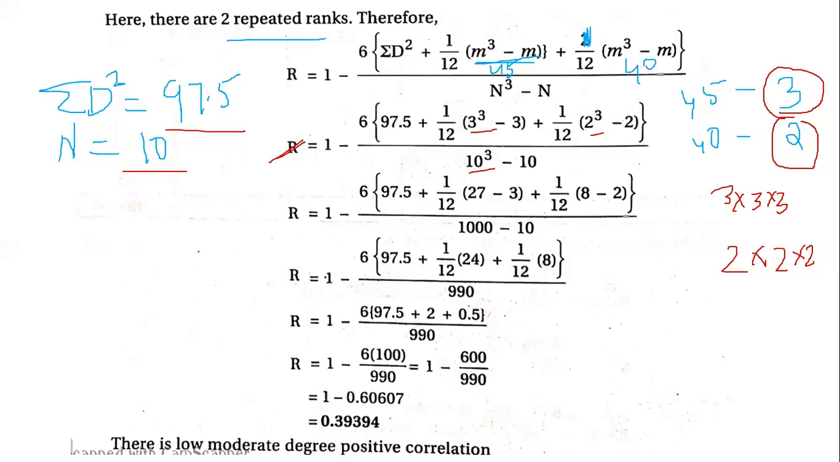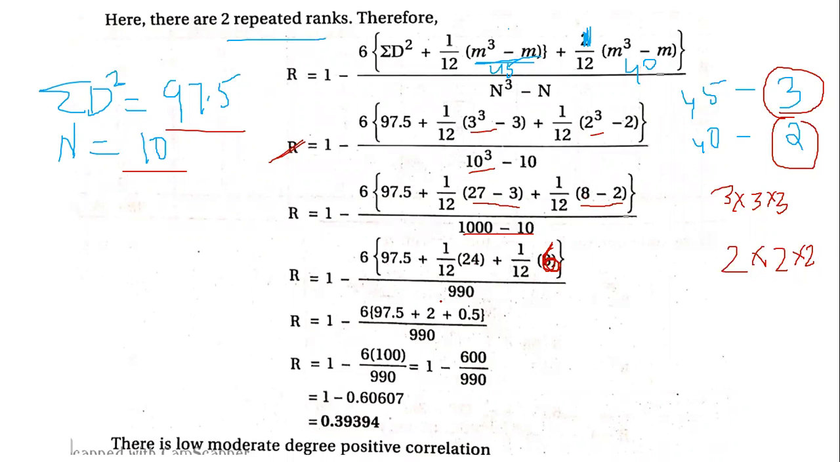The next step, 1 minus 6 into 97.5 plus. Now in this we are going to subtract these two numbers inside the bracket and here also in the denominator. So 97.5 plus 1 by 12 into 27 minus 3 is 24, plus 1 by 12 into 8 minus 2 is, sorry, this is supposed to be 6. Okay, there's some printing mistake, do not worry about it. Make this as 6, then whole divided by 1000 minus 10 is 990.